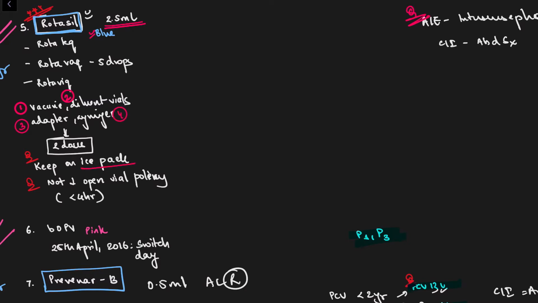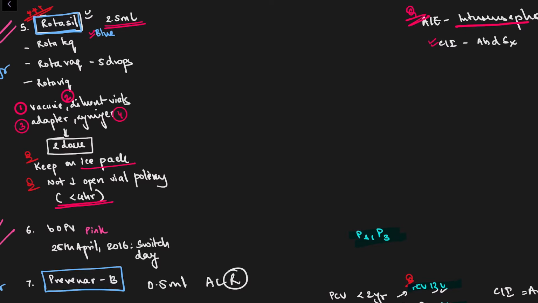Remember, Rotasiil should be kept on an ice pack, and if it is opened, then it should be used within 4 hours. The side effect is intussusception, which has been asked a lot of times, and the contraindication is if the patient has undergone abdominal surgery. Rotasiil can be given up till 1 year of age.